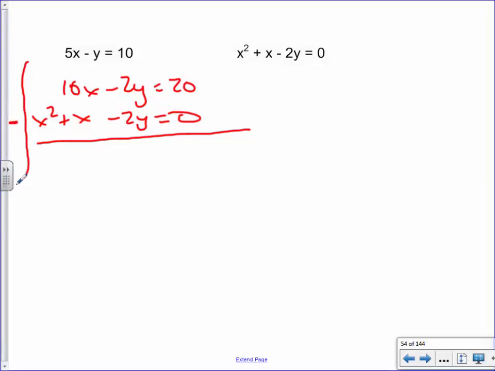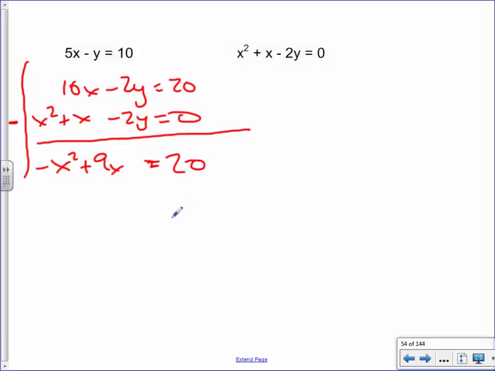Make sure you're really careful here. You have nothing up top here, and you're subtracting x squared. Negative x squared. You have 10x, and you're subtracting x. You have 2y minus 2y. It's gone. Yeah, I mean, that's the whole point, right? And you have 20 minus 0. 20. That's an equal sign, by the way.